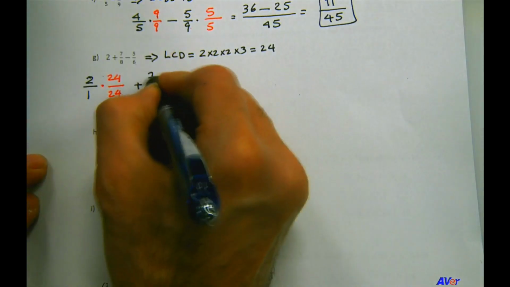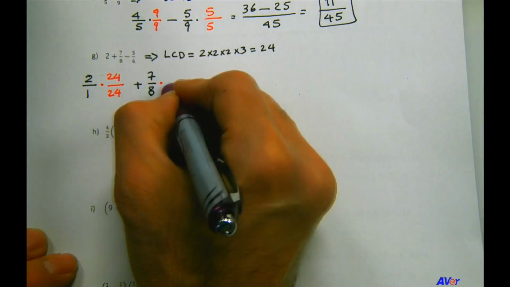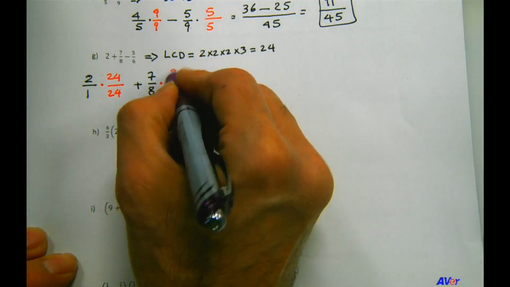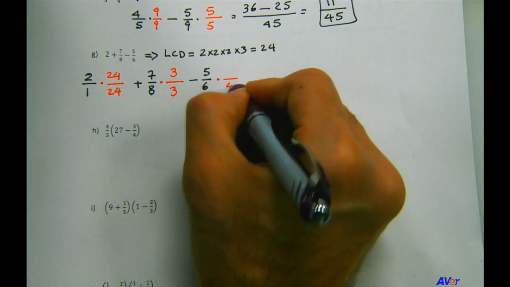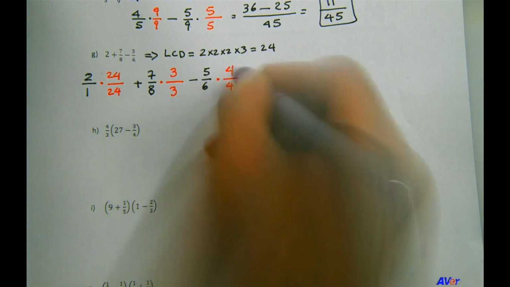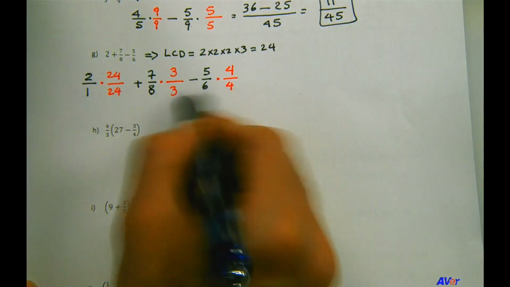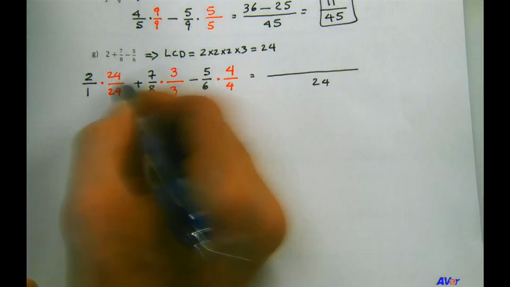Plus 7 over 8. How are we going to get this denominator to 24? Well, multiply it by 3, right? But we have to multiply the numerator by 3 as well. Okay, minus 5 over 6. Well, how are we going to get this 6 to be 24? We multiply it by 4, but also multiply the numerator by 4. Okay, so now for all of these, note that we have a common denominator. Fantastic. That means we can add or subtract the numerators.